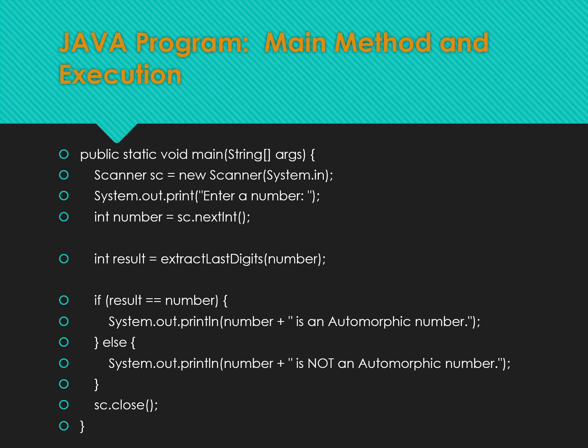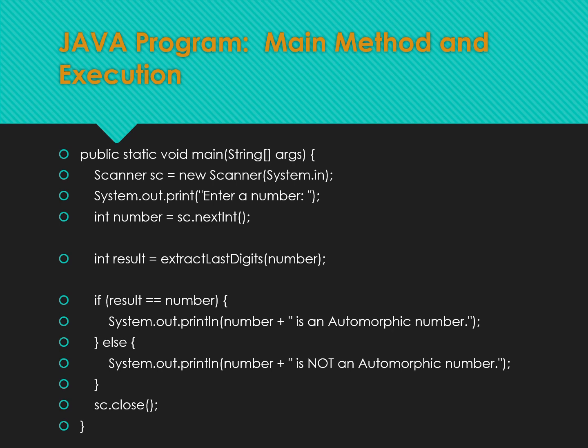In this slide, we are looking at the main method, the heart of the program where the execution starts. Let's walk through the steps in this method line by line. First, we create a scanner object named sc to allow user input from the keyboard. Then, we display a prompt, enter a number, and use sc.nextInt to capture the number entered by the user. This number is stored in the variable number.